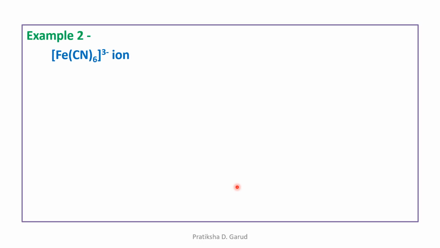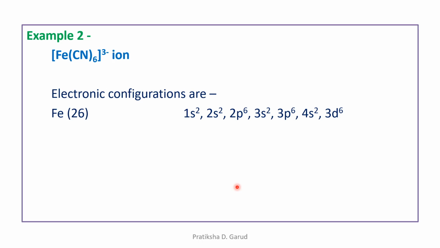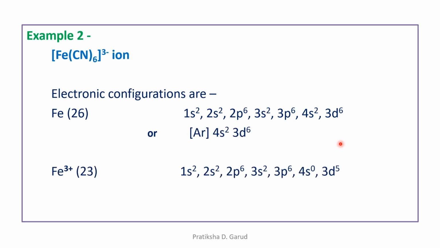Then the second example is the [Fe(CN)6]3- ion. The electronic configuration for Fe, atomic number 26, is 1s2, 2s2, 2p6, 3s2, 3p6, 4s2, 3d6, or it is having the argon core with 4s2, 3d6. Now here the Fe is having the oxidation state +3, that means the number of electrons is 23.